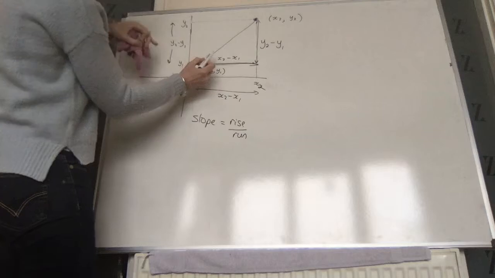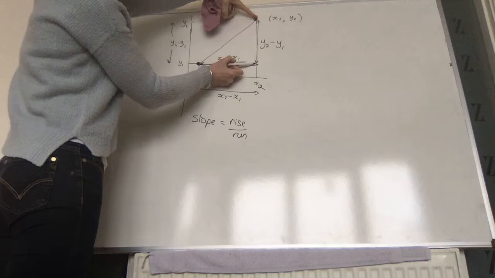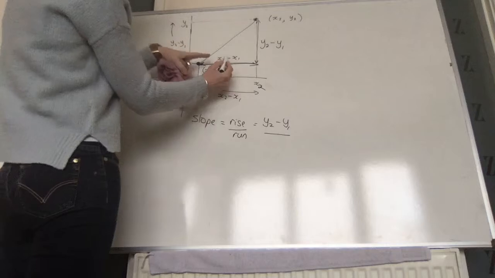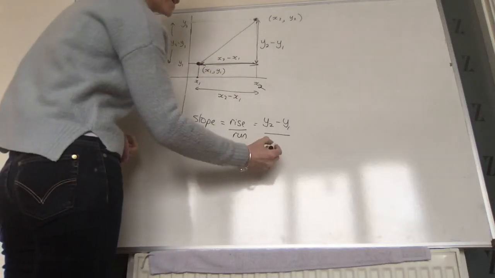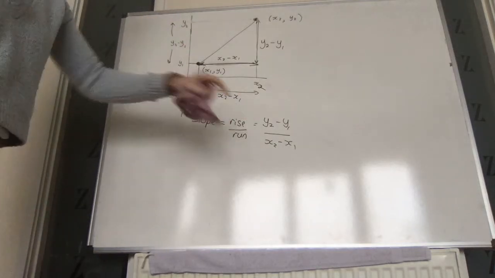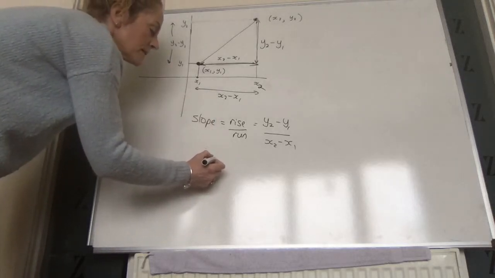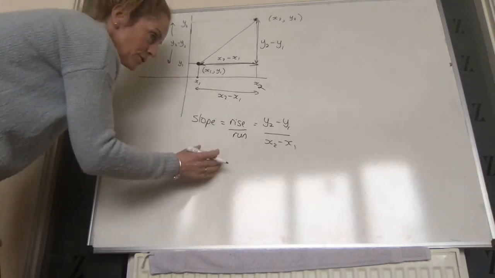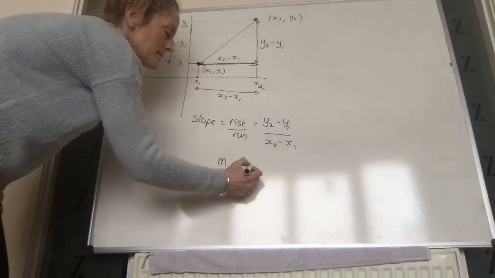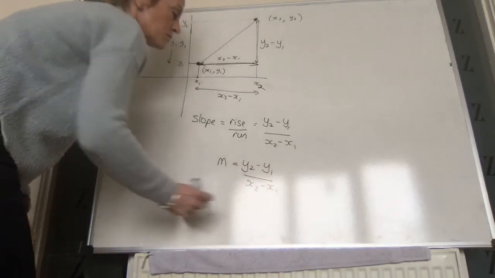is the rise divided by the run. And in this case, for 2 points, x1, y1 and x2, y2, the slope is the rise, which is the difference between the two y's, y2 minus y1, over the difference between the x's, which is x2 minus x1. Okay, so that's the general formula for the slope, which you will find in your log tables. And the letter that is always associated with the slope in maths, unfortunately, is not S, it's M. So M stands for the slope. M is equal to y2 minus y1 over x2 minus x1.